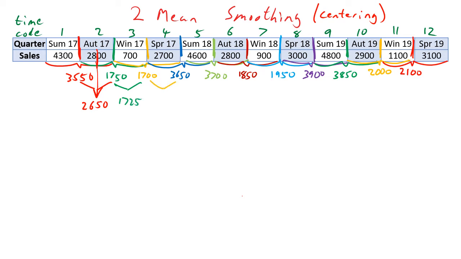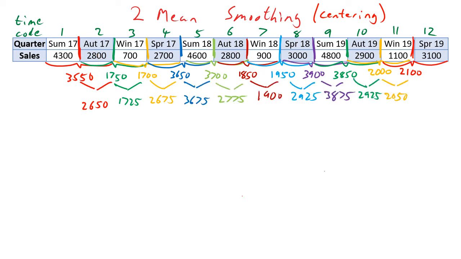Average those two, that's what we're centering, and now you get 2,675. I'll pause the video and fill in the rest. Okay, so that's the rest of the values filled in, and you'll notice now that we don't have a value for 1 or for 12. So we have lost some data as expected, same amount of data as you lose with 3 mean smoothing, but now we've got the centering.